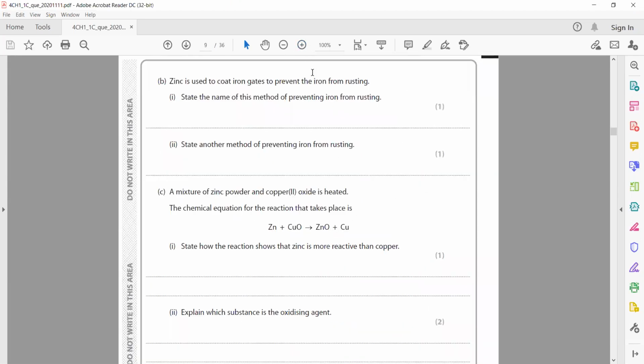Zinc is used to coat iron gates to prevent iron from rusting. State the name of this method of preventing iron from rusting. We call that galvanization. State another method of preventing iron from rusting. We can paint. By painting we can prevent it.